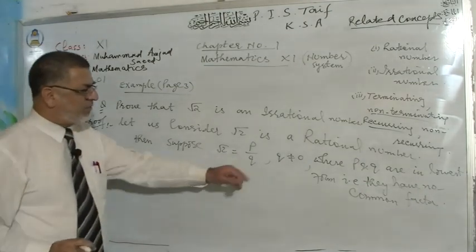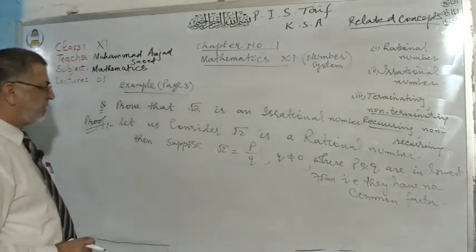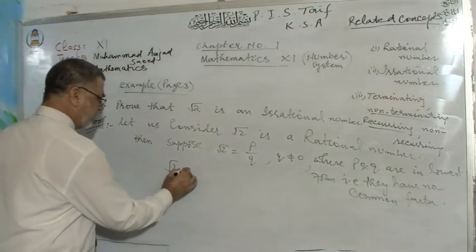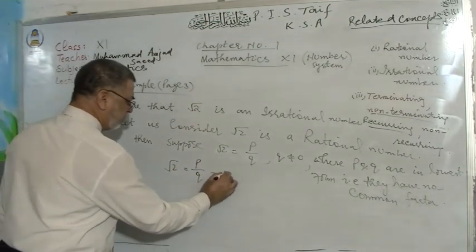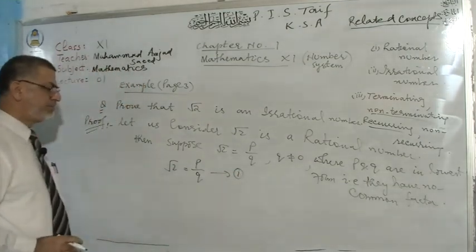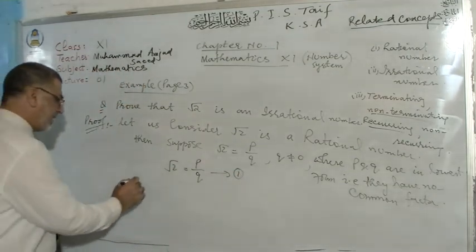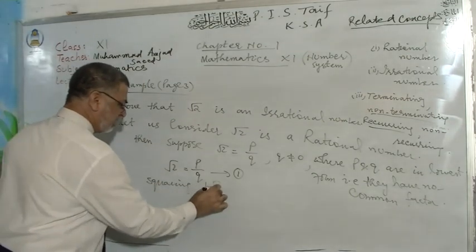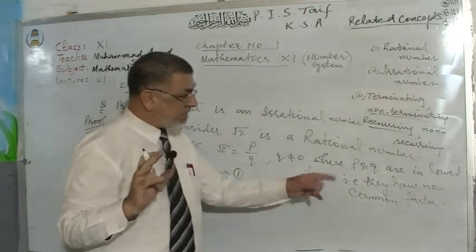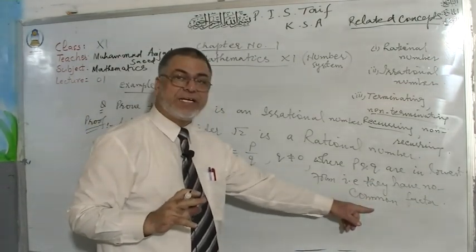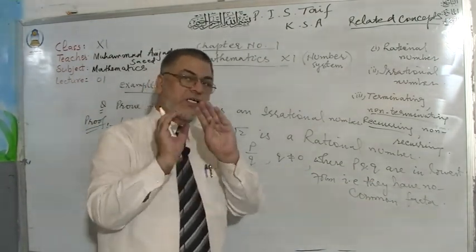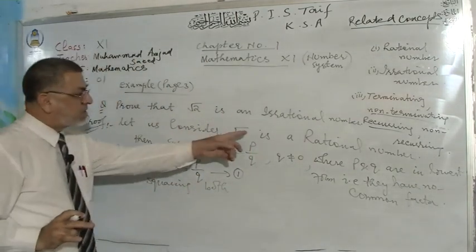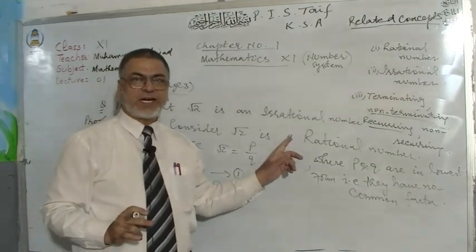They have no common factors. Here is, so root 2 is equal to P over Q. This is your equation 1. Squaring both sides. The basic concept is that they have no common factor and we will reach a contradiction. If we reach a contradiction, it means that what we supposed is wrong. So what is correct? It's the opposite.